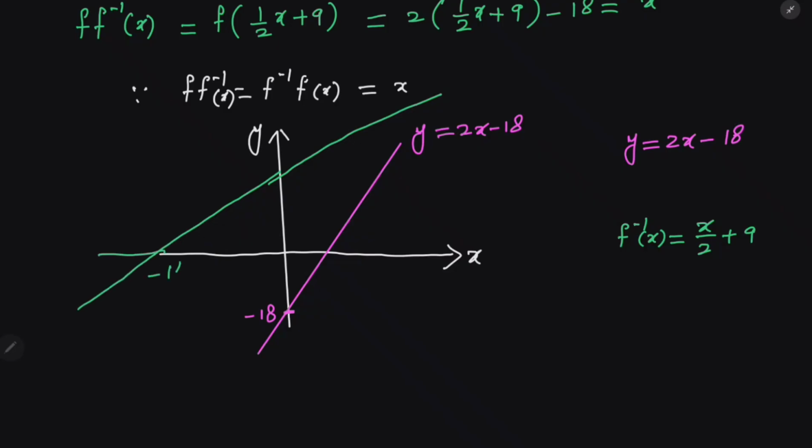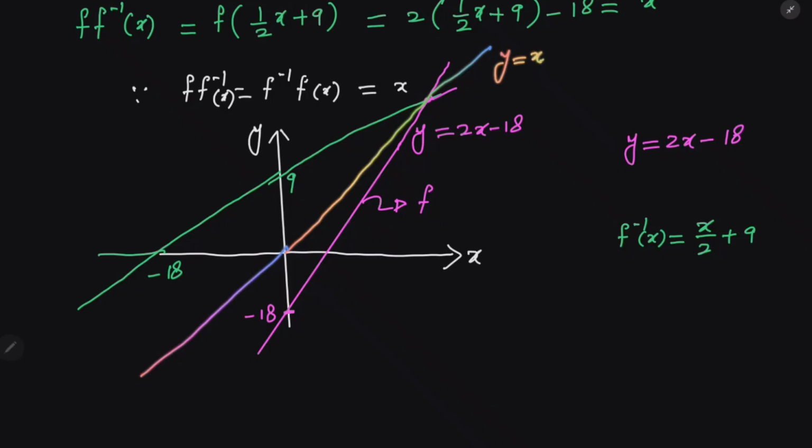This is minus 18, this is 9, and these two linear functions intersect somewhere over here. So this is our given function f, and this is the function that we obtained, f inverse. And these are the reflection of each other at y is equal to x. This is y is equal to x. These are reflections of each other on y is equal to x.